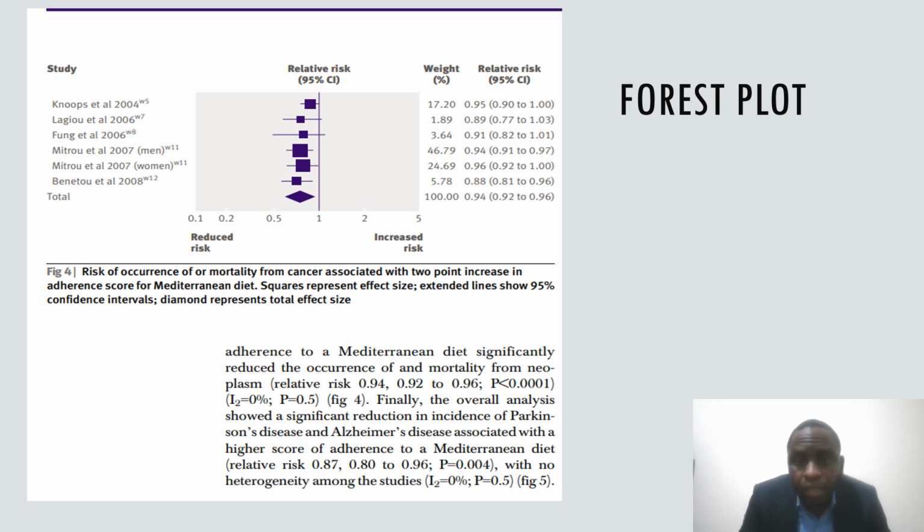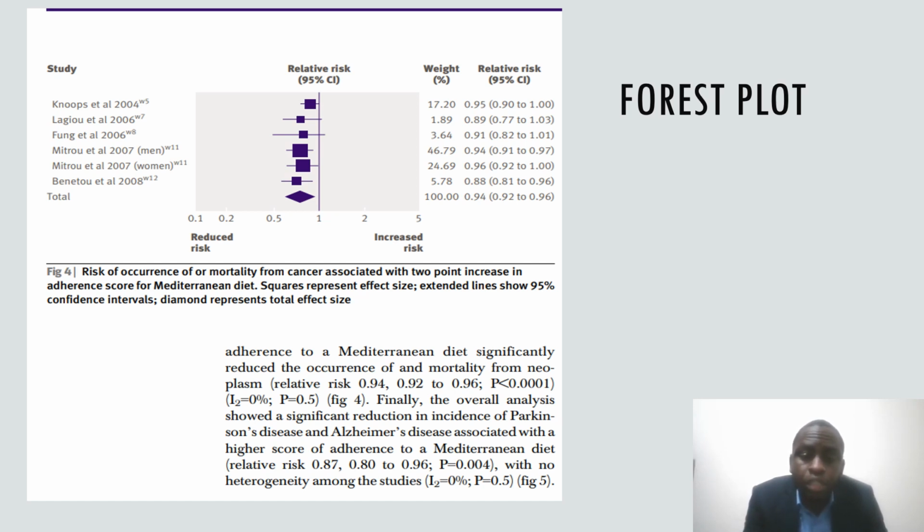When the pooled odds ratio in the forest plot touches the line, which is 1, it is insignificant, right? But some studies don't have odds ratio or relative risk as their summary effect.